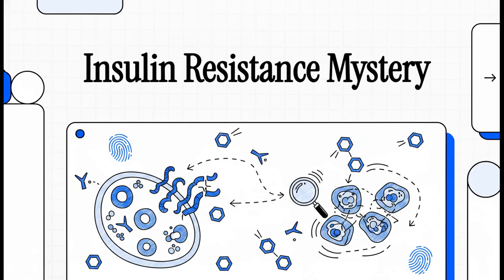Welcome to this explainer. Today, we're zeroing in on a massive cellular mystery that affects literally hundreds of millions of people all over the planet. I'm talking about insulin resistance. We're going to treat this whole thing like a microscopic crime scene. We'll track down exactly how our cellular machinery breaks down. And, most importantly, we're going to look at the cutting-edge science on how we might actually fix it. It's an absolutely incredible biological detective story, so let's jump right in.